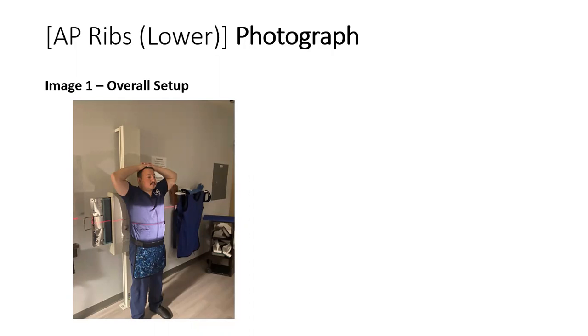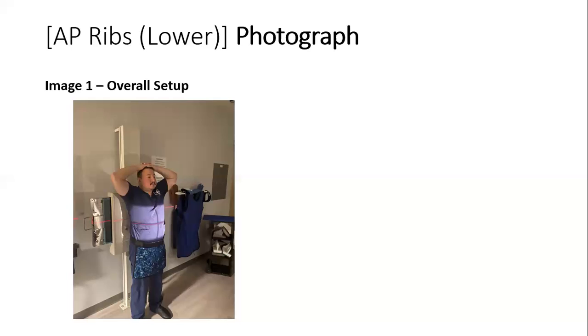The image receptor size for this image should be 14 by 17 cassettes. The image orientation should be landscape, and our image receptor location will be the wall bucky. Our SID for this image will be 72 inches or 180 centimeters.